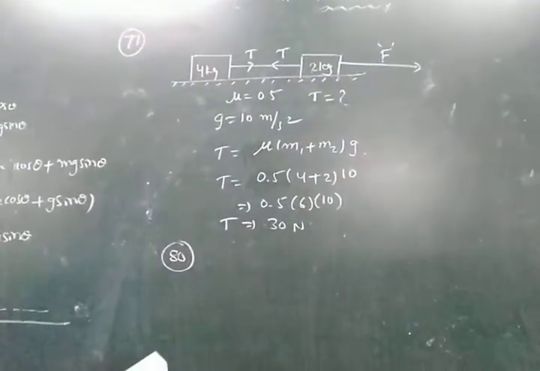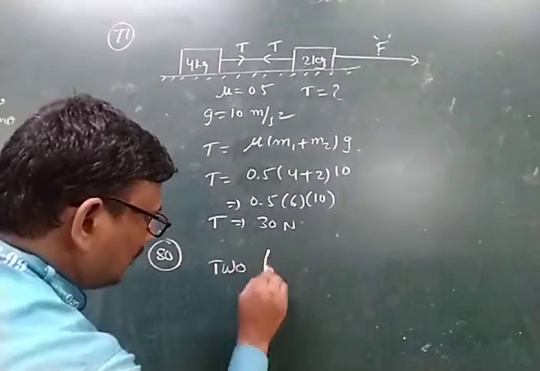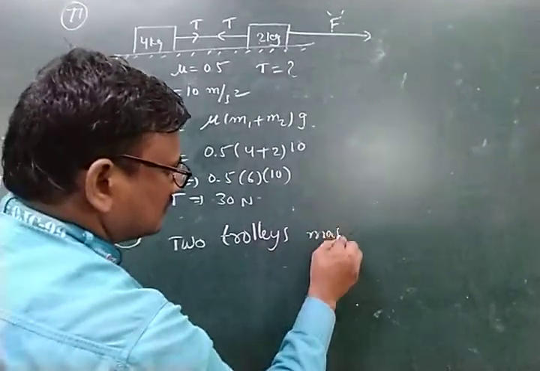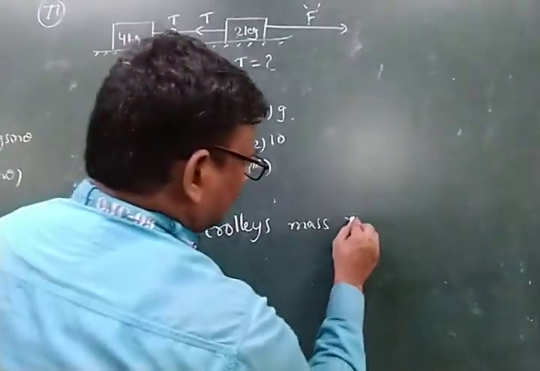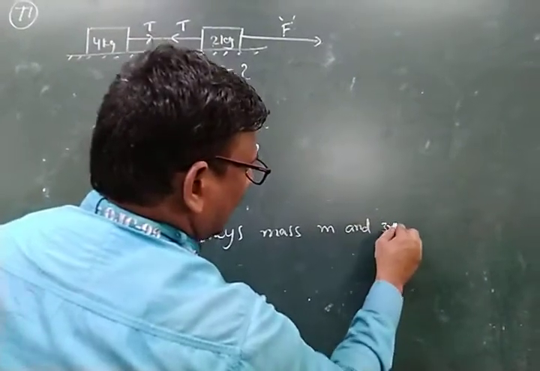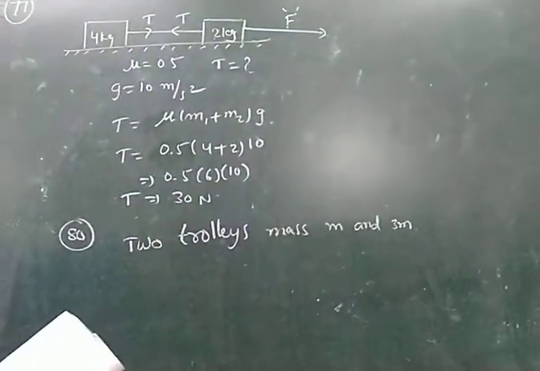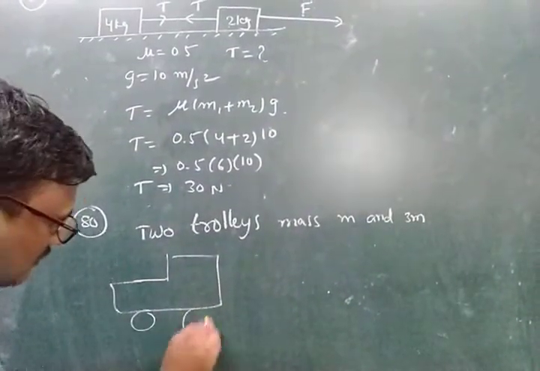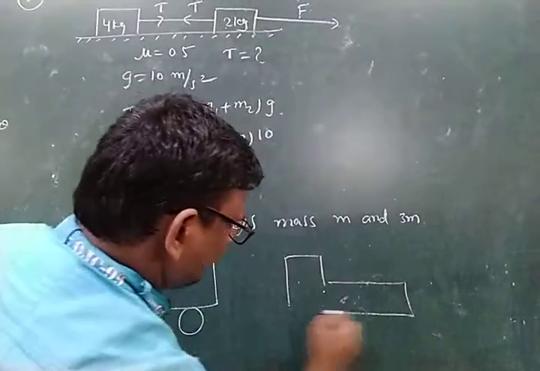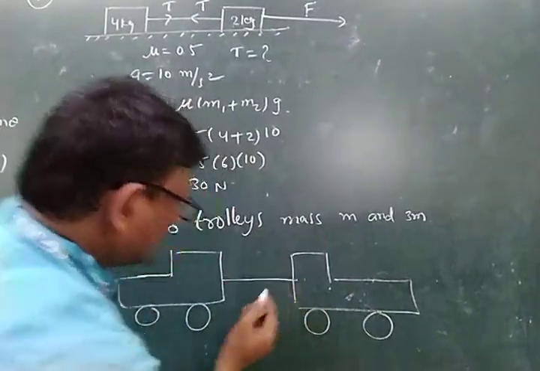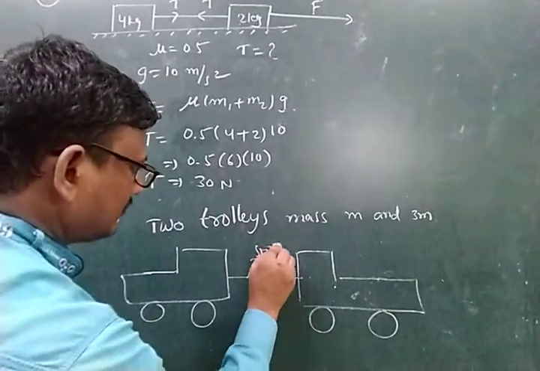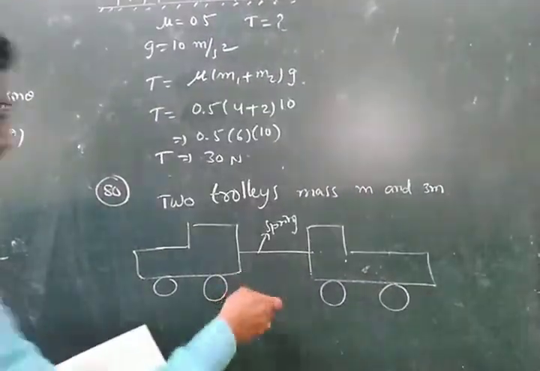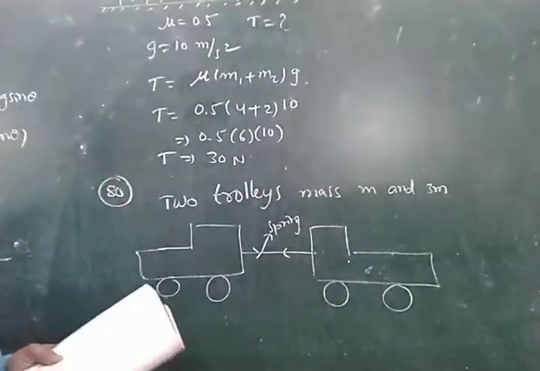Two trolleys of mass m and 3m are connected by a spring. This is the first trolley, and this is the second trolley. They are connected by a spring and move in opposite directions. This is the first direction, this is the second direction.